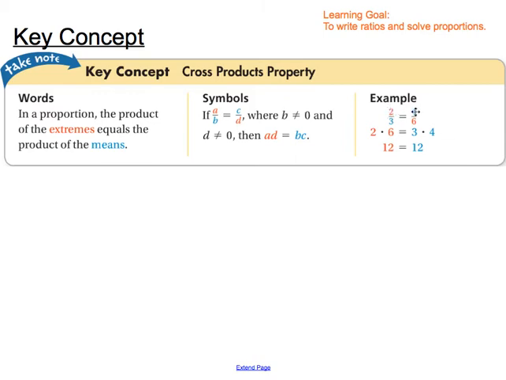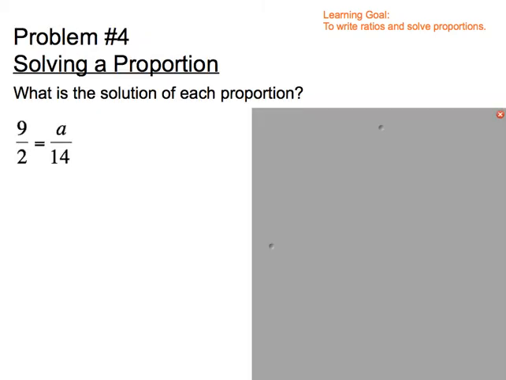So an actual example from the previous slide, we have 2 over 3 equals 4 over 6. To confirm that that's true, we could take 2 times 6 and set that equal to 3 times 4. So in this case we can see 2 times 6 is 12 and 3 times 4 is 12. So we do in fact know that this proportion is true. 2/3 is equal to 4/6. So in this case we can use the cross products property to solve a proportion. So we have a proportion 9 over 2 equals A over 14.